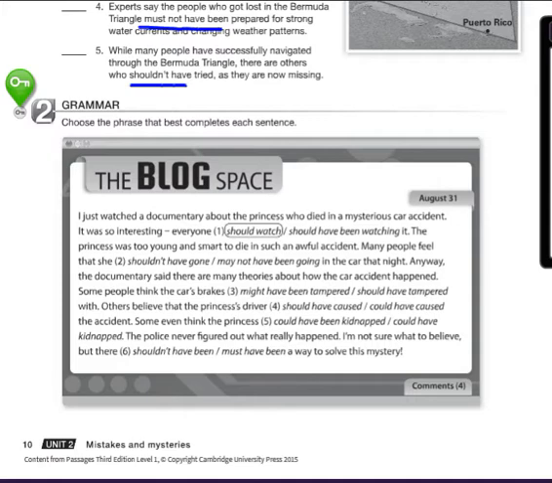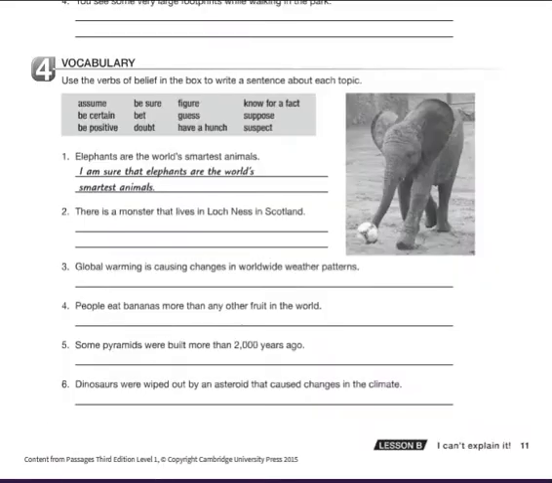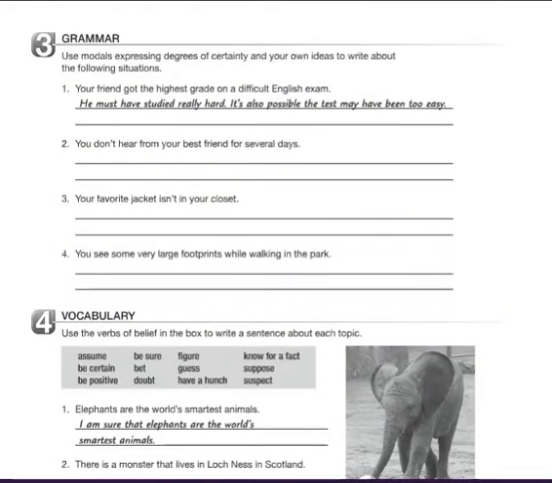It says, but there must have been a way to solve this mystery. So here are the answers. If you want to practice, you can pause the video to see the possible answers and then check them with me. Okay, next we have the next activity.